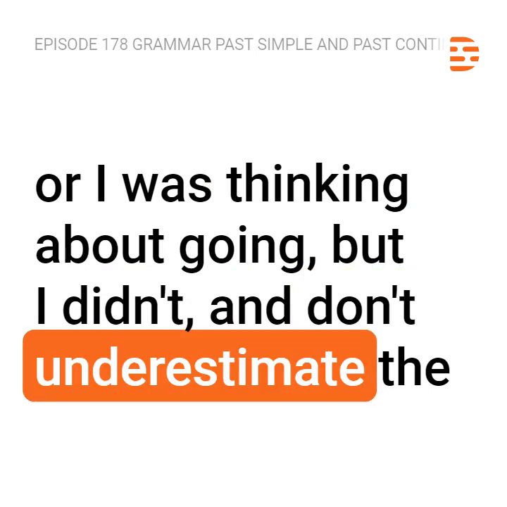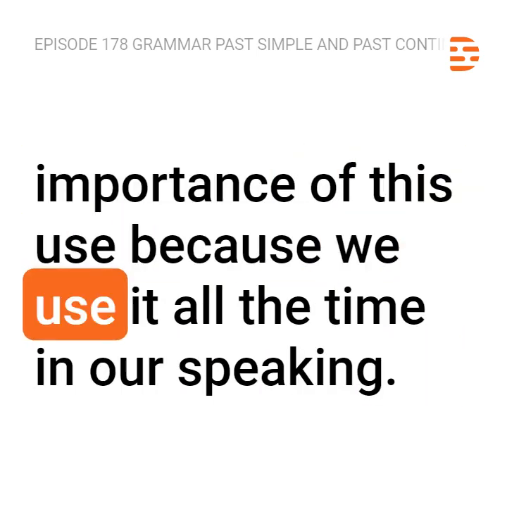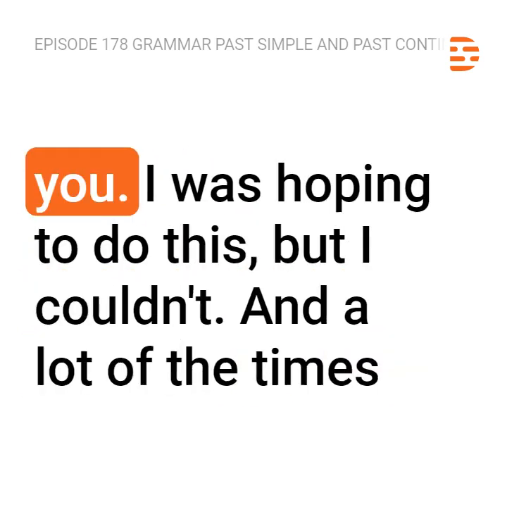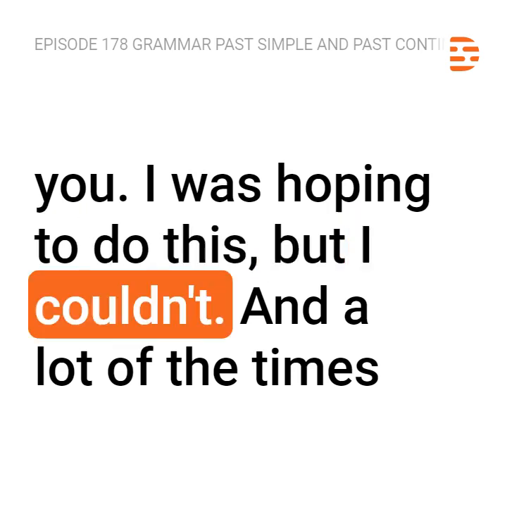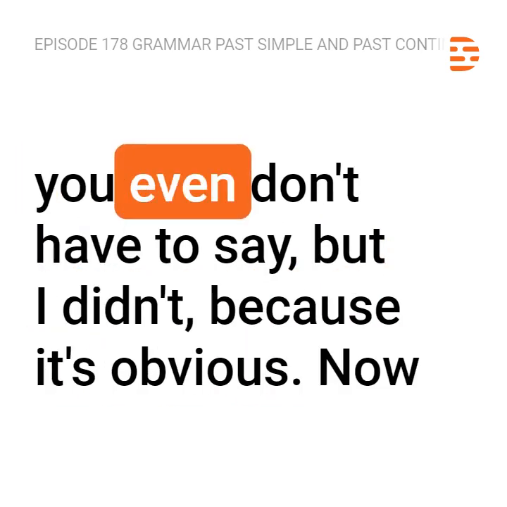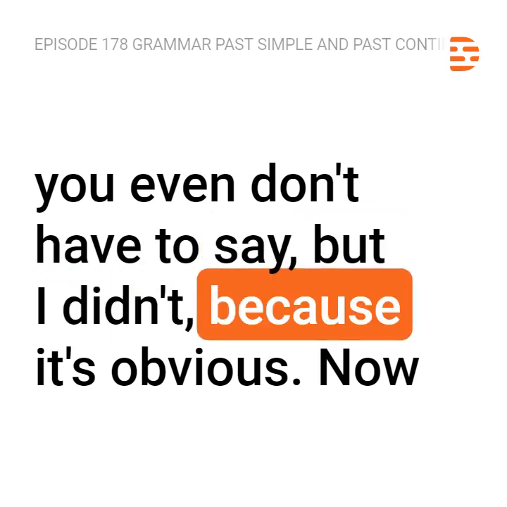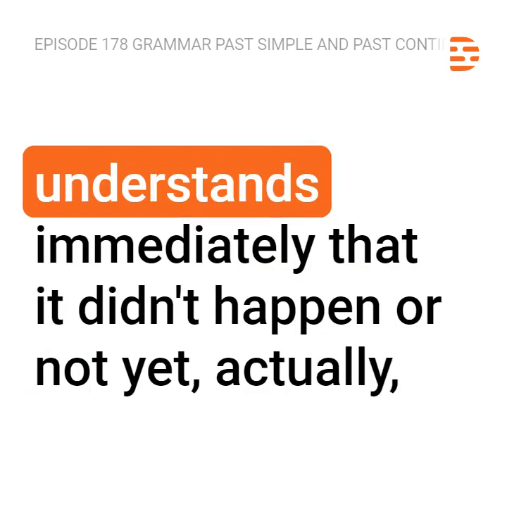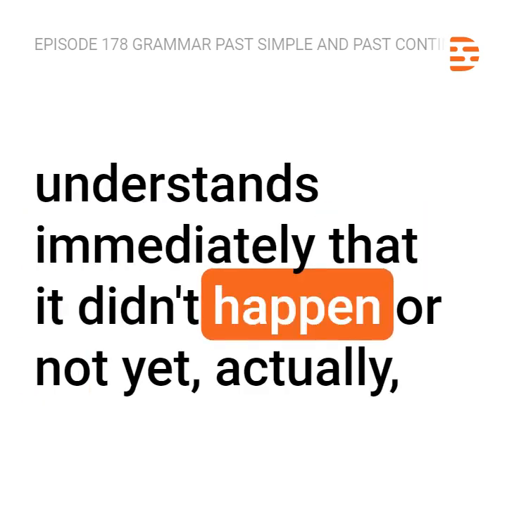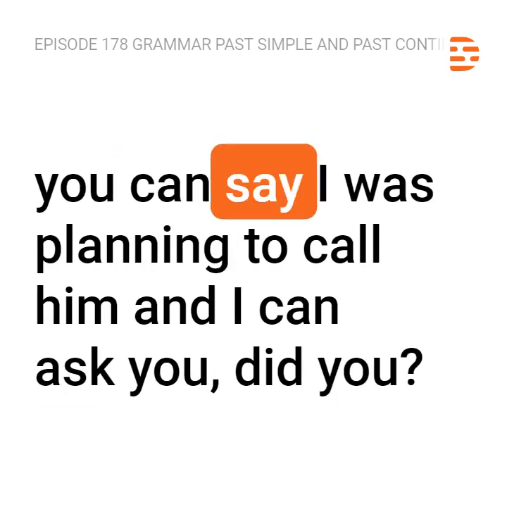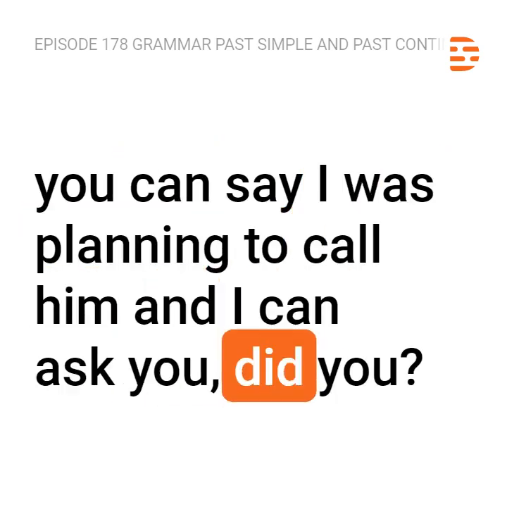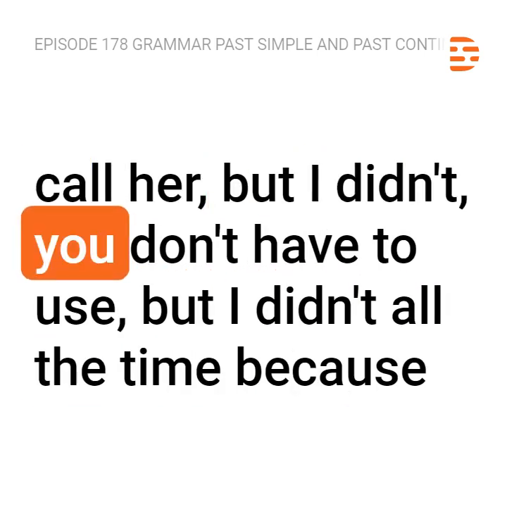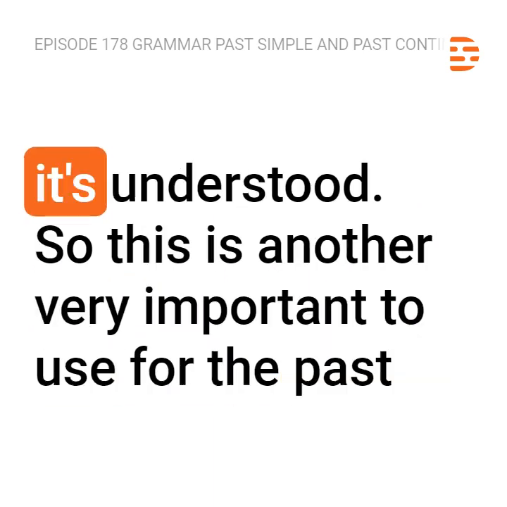And don't underestimate the importance of this use because we use it all the time in our speaking. Yeah, I was planning to call you. I was meaning to call you. I was hoping to do this, but I couldn't. And a lot of the times, you don't even have to say, but I didn't, because it's obvious. And here, when you say, I was planning to do something, the listener understands immediately that it didn't happen. Or not yet, actually. You can say, I was planning to call him. And I can ask you, did you? Well, it's obvious that I didn't, because I said I was planning to call him. You don't have to use but I didn't all the time because it's understood.